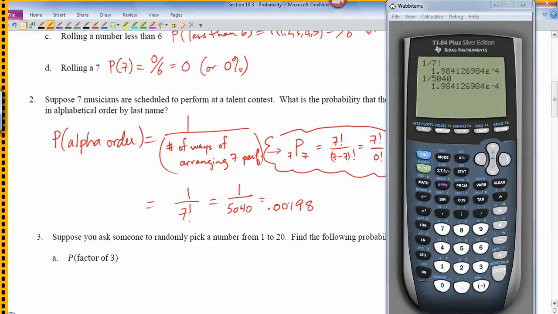It's 0.000198. Or if you move the decimal over a couple places, it's 0.0198%. So it's a very, very small percentage.